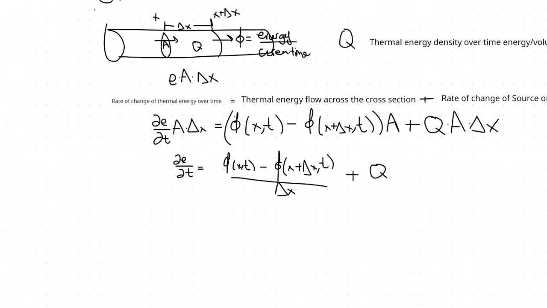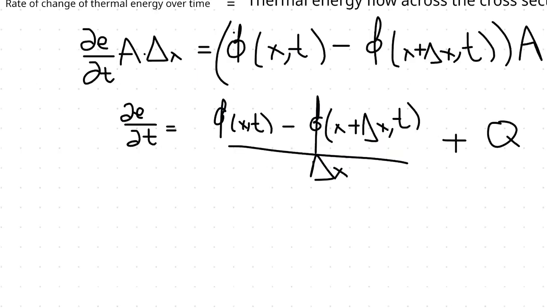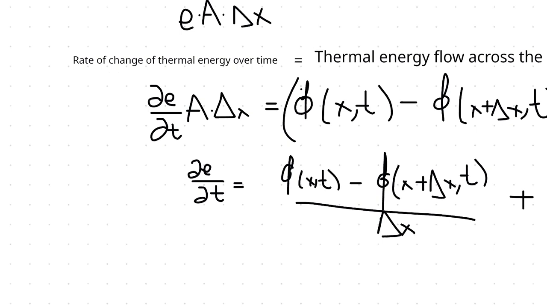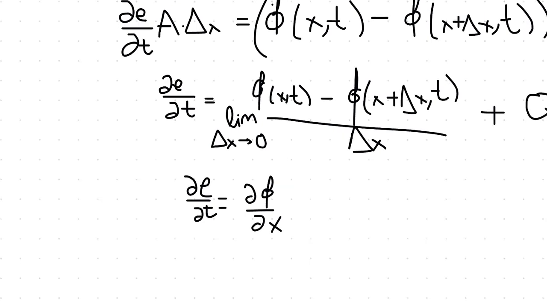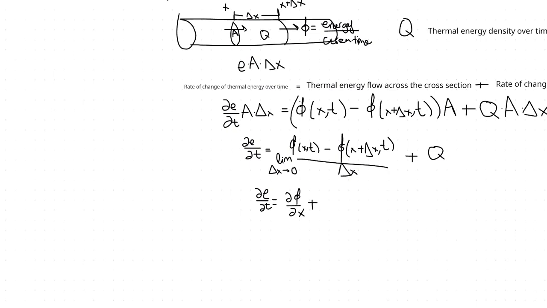And if we imagine this slice to be an infinitesimal slice, that is, the limit as change in X approaches 0, you'll see this is the limit definition of a derivative. And so we can rewrite this as partial E over partial T is equal to partial phi over partial X plus Q.